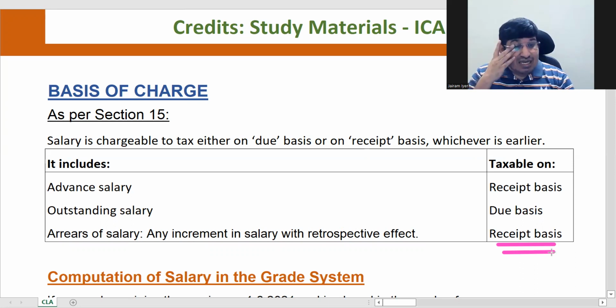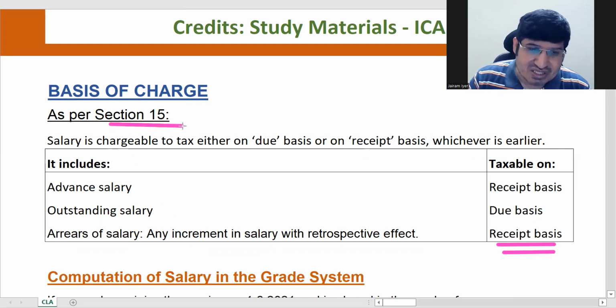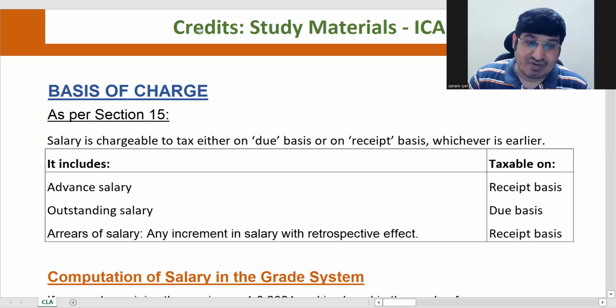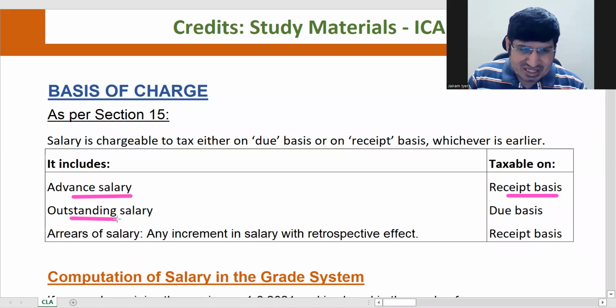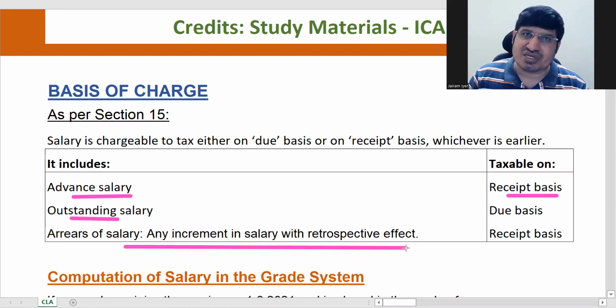तो ये हमने देखा सैलरी में मेन चीज आपका ये बेसिस ऑफ चार्ज है, सेक्शन 15 बेसिस ऑफ चार्ज, ये बोलता है सैलरी इज टैक्सेबल आइदर ऑन ड्यू और रिसीट बेसिस व्हिचएवर इज अर्लियर। और यहाँ पे बस याद रखना कि एडवांस सैलरी अगर आपको पहले मिल गया, ड्यू बाद में हुआ, तो रिसीट बेसिस में टैक्सेबल हो जाएगा। Whichever is the earlier incidence: if due is earlier, it will be taxable on due basis; if receipt is earlier, it will be taxable on receipt basis. So you don't have to worry, just think which instance is earlier here.